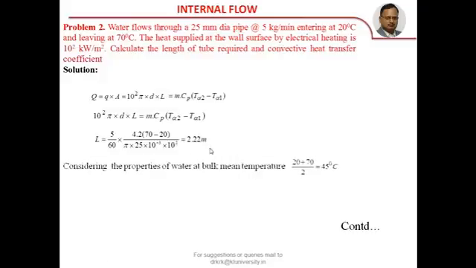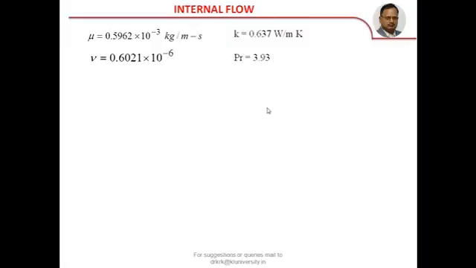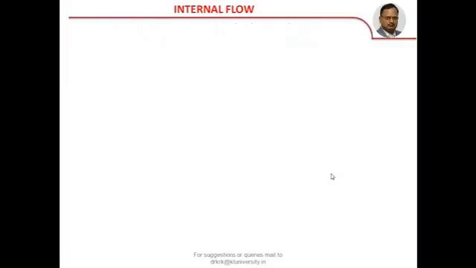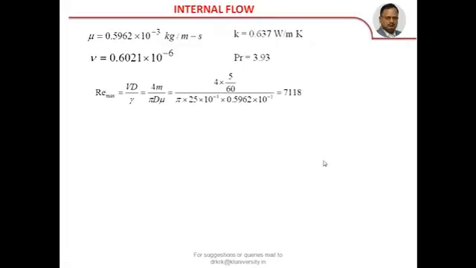And the heat flux is given as 100 kilowatt per meter square area. So total heat supplied is heat flux times area, that is 10 to the power 5 into pi dL, the surface area, which is nothing but equal to m Cp into delta T, 70 minus 20. So that will give you the length of the pipe, 2.22 meters. Finish. Easiest way. So 10 to the power 5 into pi dL is m Cp (T2 minus T1). So you will get 2.22 meters.